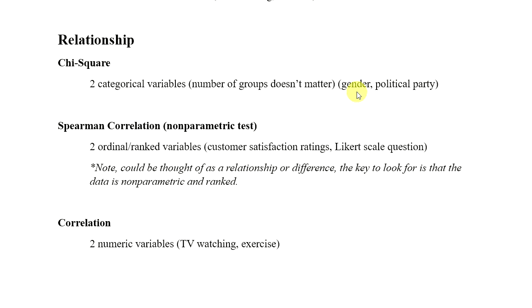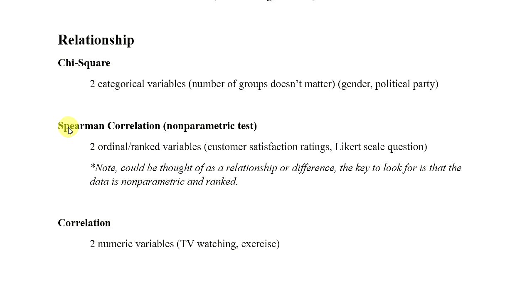So for gender, you could have two groups, men and women. Political party, you could have Democrat, Republican, and it would be fine. You could have gender, male, female, other. Political party, Democrat, Republican, liberal, independent. It doesn't matter how many different categories or groups are within each categorical variable. You just need two categorical variables. So if you have two categorical variables, that would be a chi-square. Your null hypothesis would be that there's no relationship, and your alternative would be that there is a relationship.